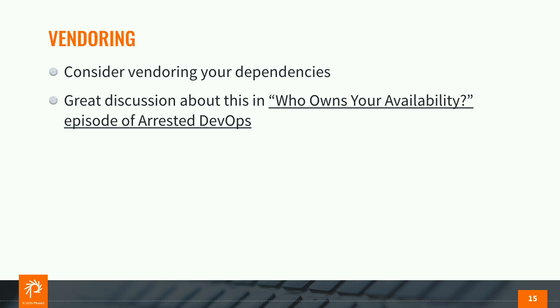There's actually a really great discussion about this and a couple other things in the Who Owns Your Availability episode of the Arrested DevOps podcast, where a couple of folks who've worked at large companies talk about this idea of what should you vendor, should you maintain your own package repositories, and what are the pros and cons of it. But I think it's also worth thinking about, if you want to have this build pipeline, what happens if Drupal.org is down? What happens if NPM is down?